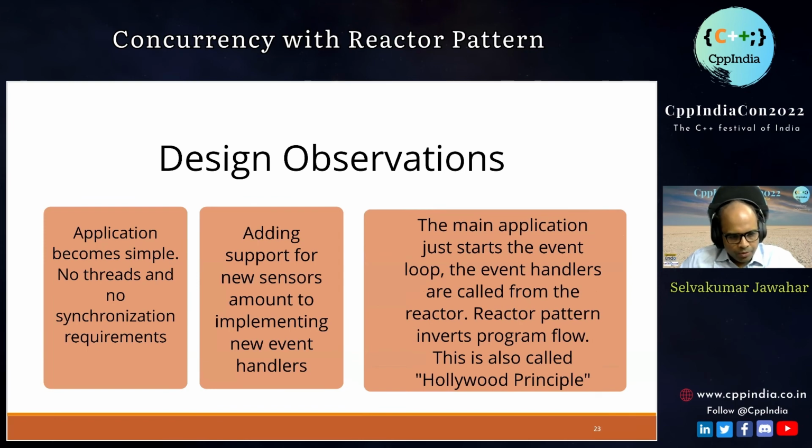Another key observation is to have a mental model of this reactor. This is sometimes a bit difficult when you start with the reactor. What the edge server application does, from the application point of view, is just register your handlers, start the event loop and sit there. The program flow is controlled by the events coming in. It's not controlled by the application main. So this inverts the program flow.